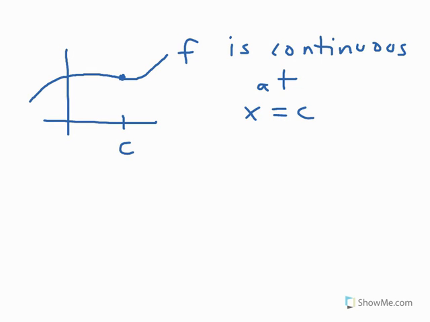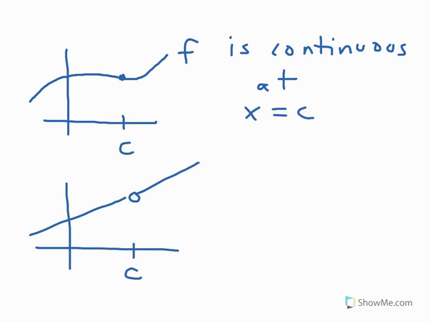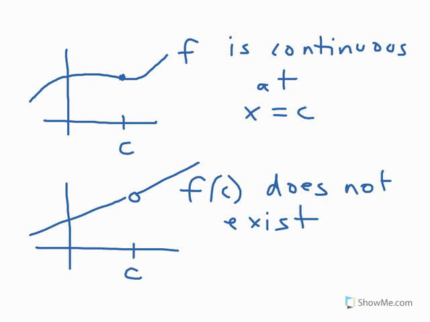No problem. If, on the other hand, at c, I actually have a hole like this, so that when I draw my function, I would have to pick up my pencil at c and leave a gap. And notice that the function, not only is it not defined there at c, f of c does not exist, but I can visually see that I'm going to have to pick up my pencil. That would indicate that the function f is not continuous at c.